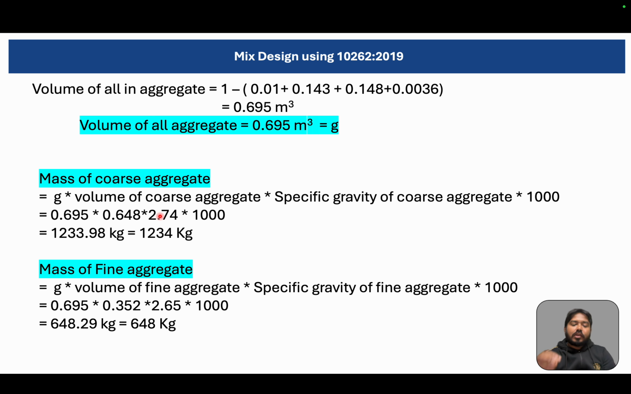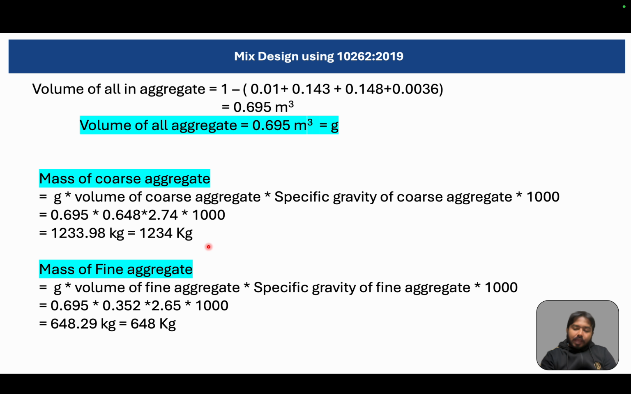So the corresponding value I just took. The coarse aggregate value is here 0.648, and the specific gravity data is given. Both are in SSD condition. So 2.74 into 1000, because I need to calculate the mass of the coarse aggregate. So I am getting my mass as 1233.98, that means 1234 kg. I am getting the mass of the coarse aggregate.